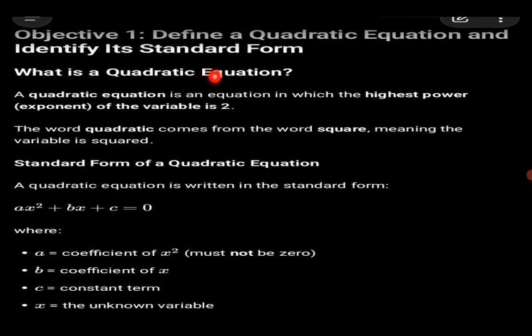Welcome to the first objective, defining a quadratic equation and identifying its standard form. So what is a quadratic equation? We shall define a quadratic equation as an equation in which the highest power, which is called the exponent of the variable x, is 2.